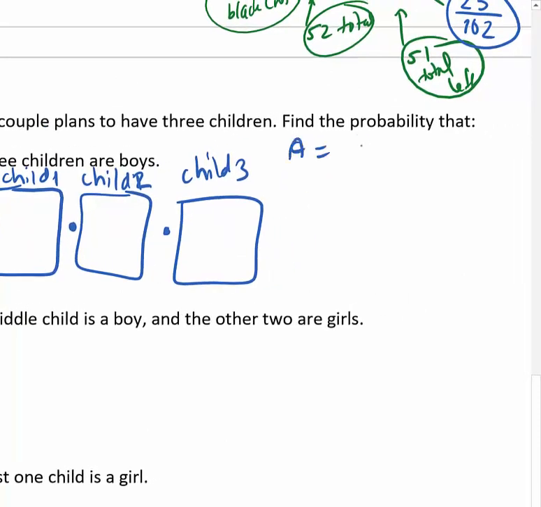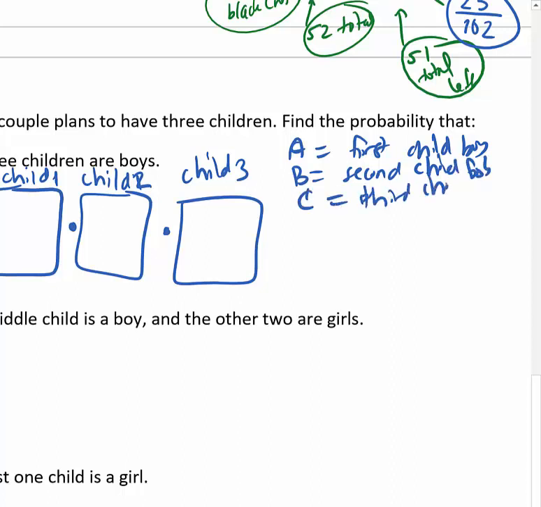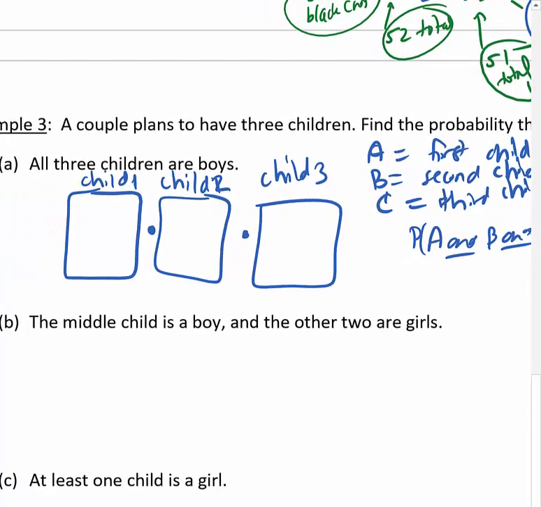We want event A, first child is a boy. Event B, second child is a boy. Then event C, third child is a boy. What we want is the probability of A and B and C. And we know from above that you multiply the probabilities. If we just keep in mind we can't replace, that'll help. Or, well, replacement doesn't make sense.